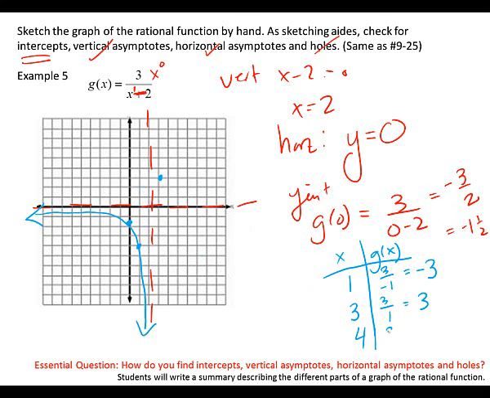I'm going to put in a 4. I know I've got a 3 in the numerator. What's 4 minus 2? 2. So 3 halves is the same as 1.5, isn't it? Yeah. So I know I've got a point out 4 and up 1.5. And to sketch my smooth curve, I get as close as I can to my asymptote. I curve it and get as close as I can to my asymptote.